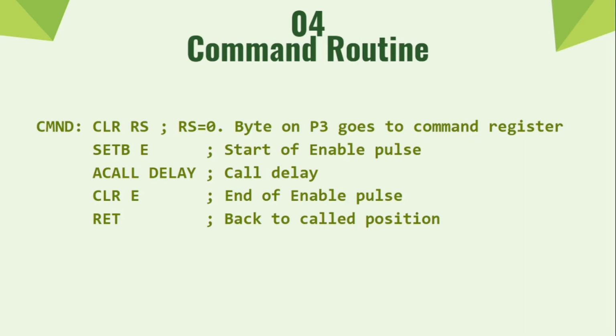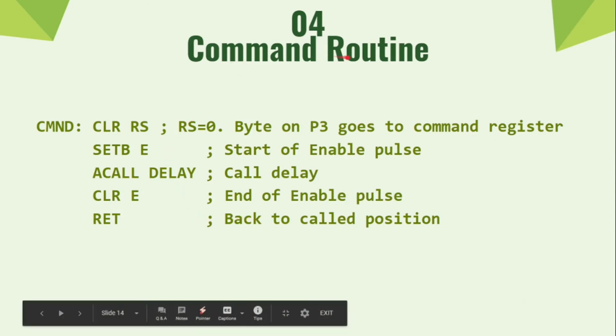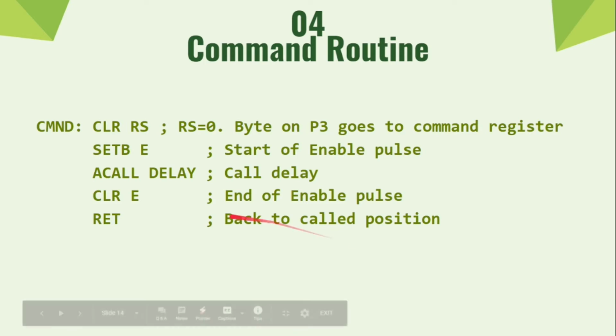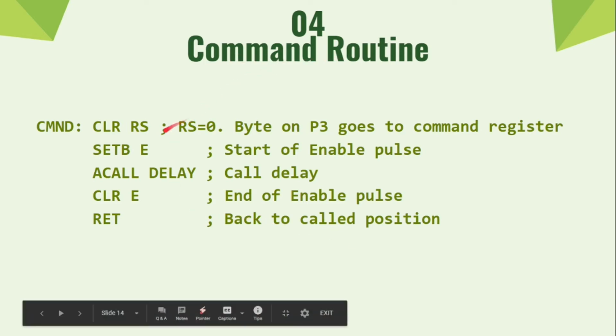The CMND routine first resets RS to 0, which is selecting the command register on the LCD display. The data on port 3 goes to the command register. Enable pin is set and after a delay it is cleared, so the data is latched to the command register.